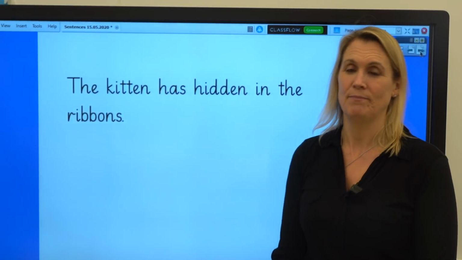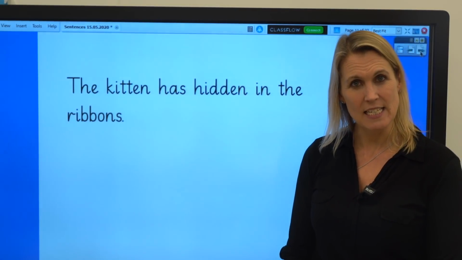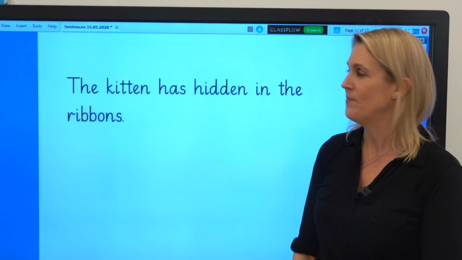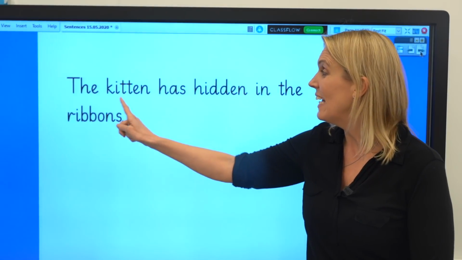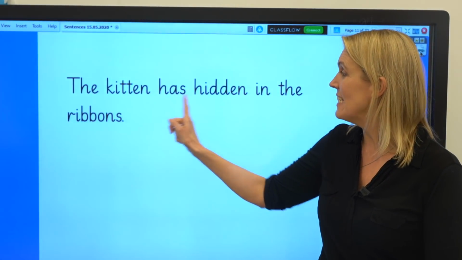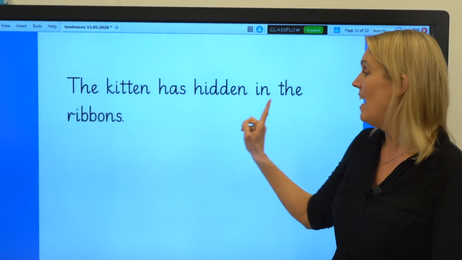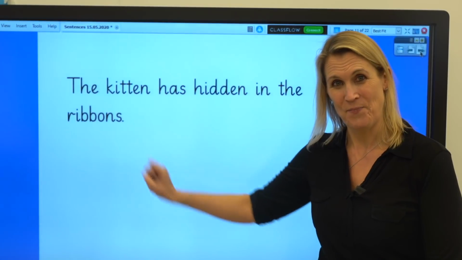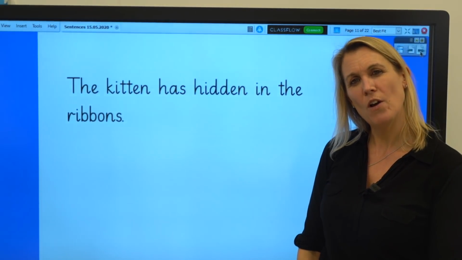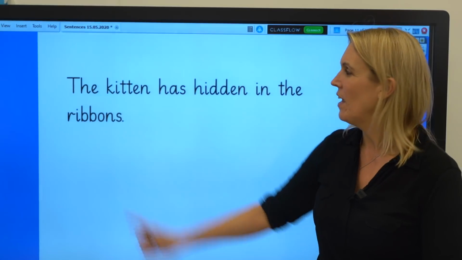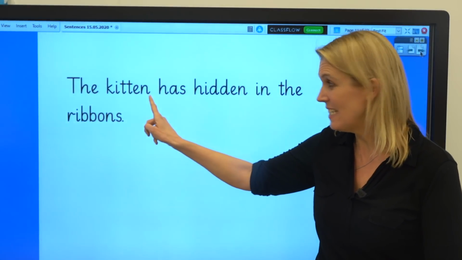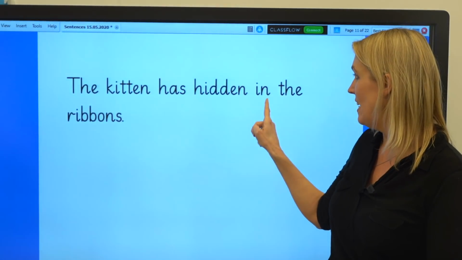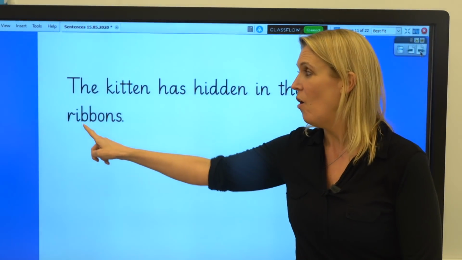Excellent reading. Now, let's read the sentence together. Read with me as I point to the words. The kitten has hidden in the ribbons. Let's read the sentence one more time. The kitten has hidden in the ribbons.